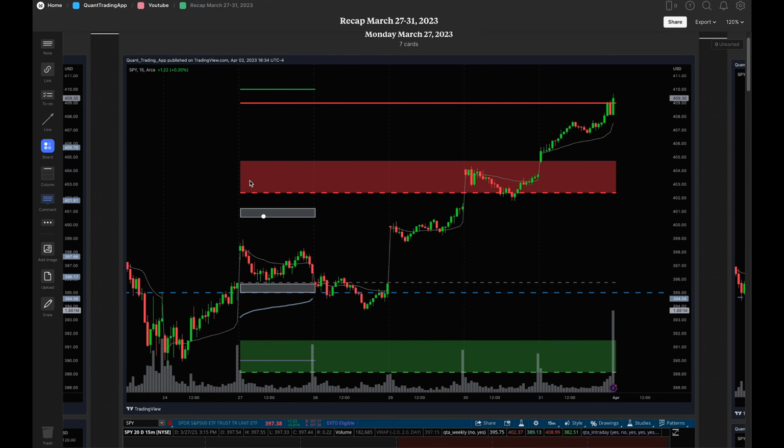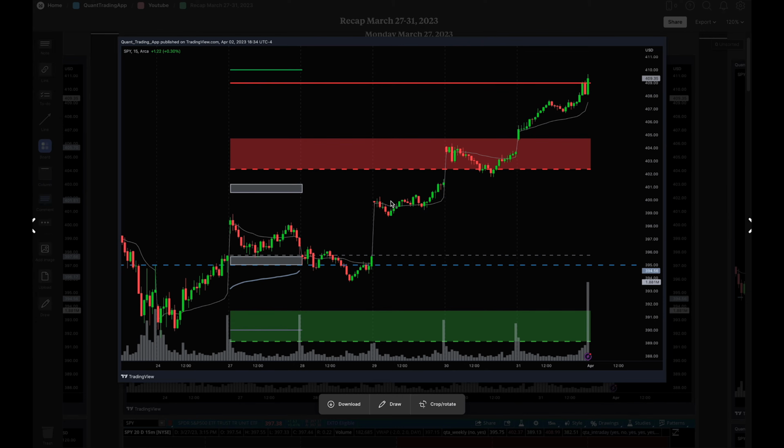So what we have is the Quant Trading App levels. If you're not sure, make sure to watch part one of this video. We have the Quant Trading App intraday levels right here, and then we have the weekly levels, which are standard for the QTA members. QTA is just short for Quant Trading App. Let's open this up nice and full screen, and then zoom in.